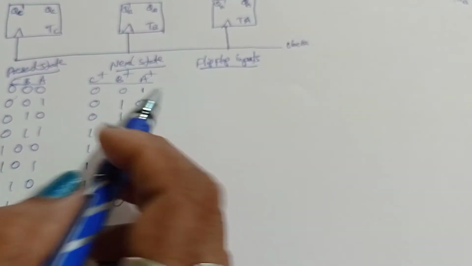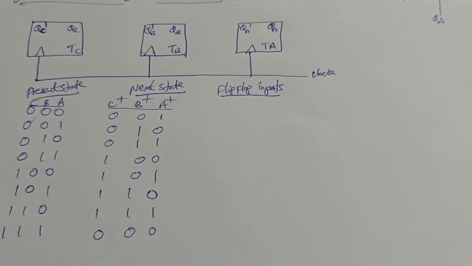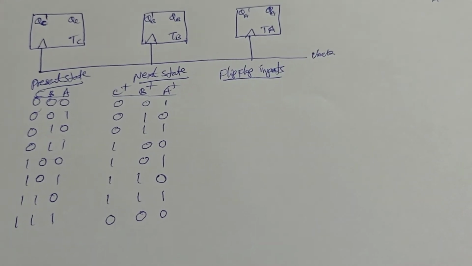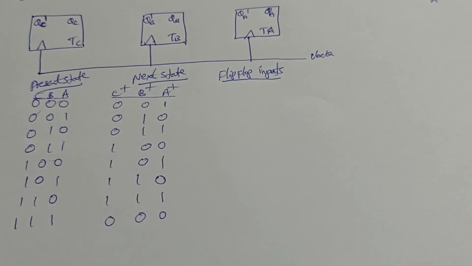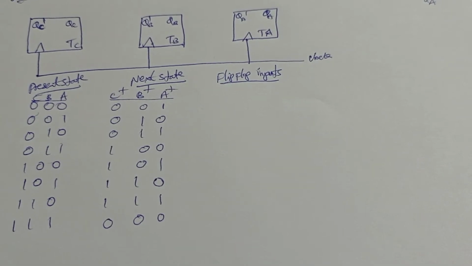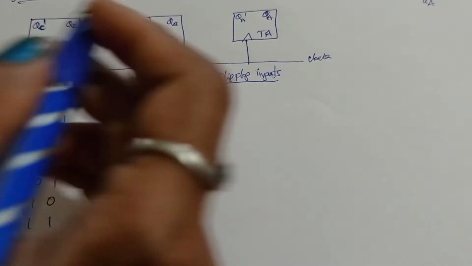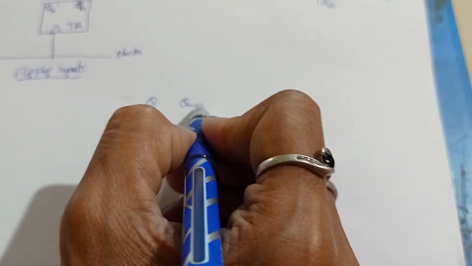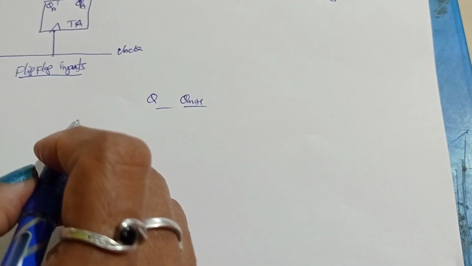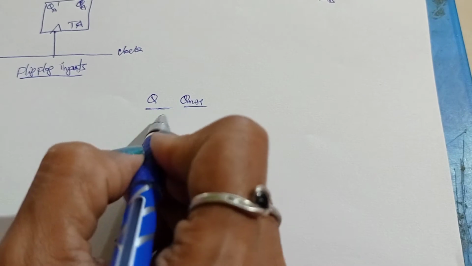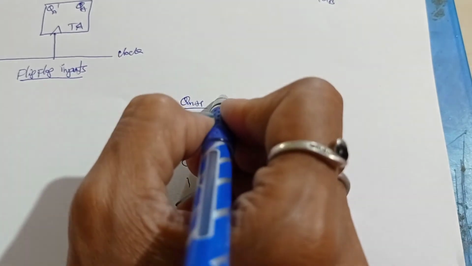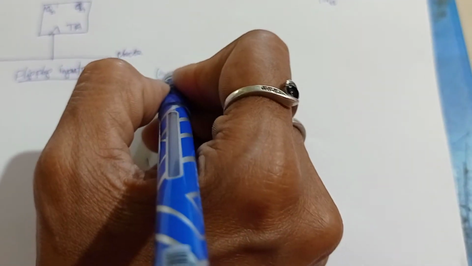Now we'll see using T flip-flop. So what will be the T flip-flop inputs? That depends on the excitation table. As we discussed in the previous video, the excitation table of T flip-flop is: Qn plus 1 represents the next state, or you can take Q plus. 00 gives 0, 01 gives 1, 10 gives 1, 11 gives 0. What will be the T excitation table?